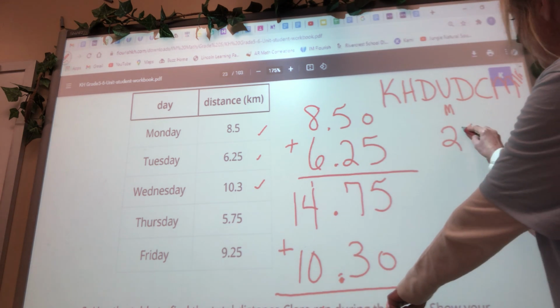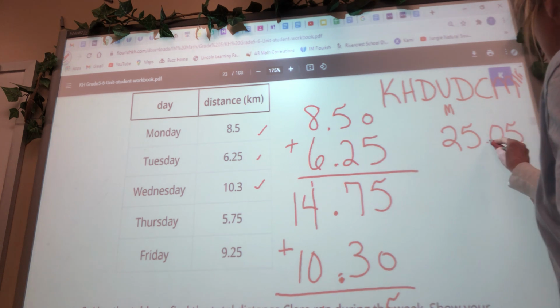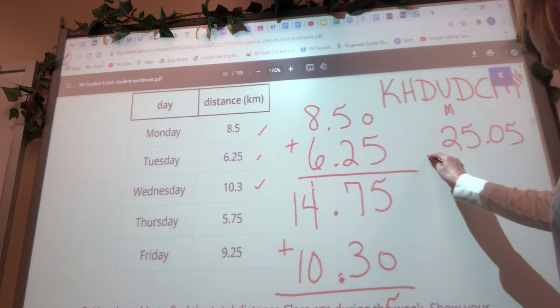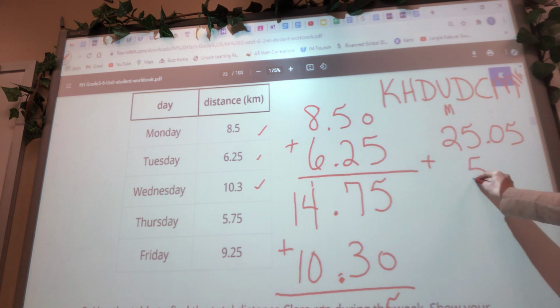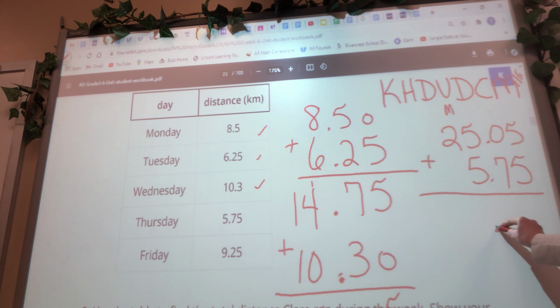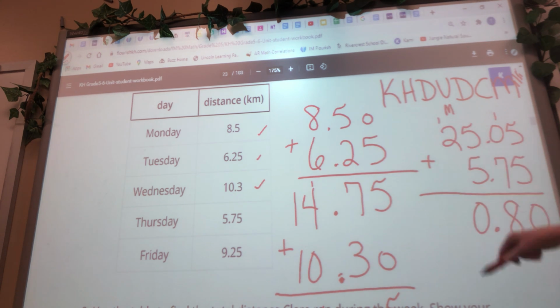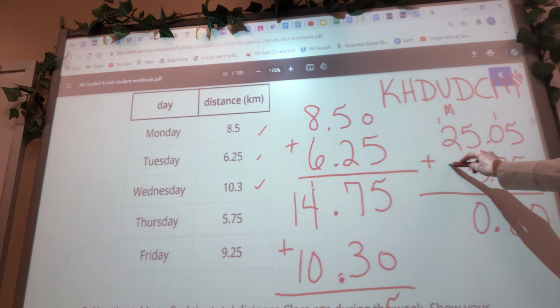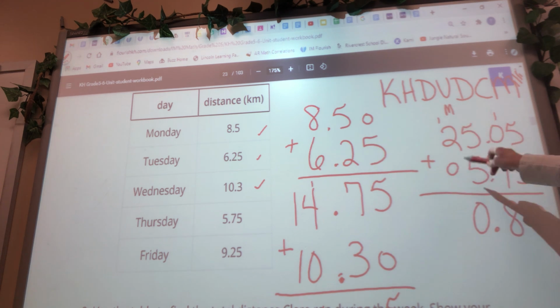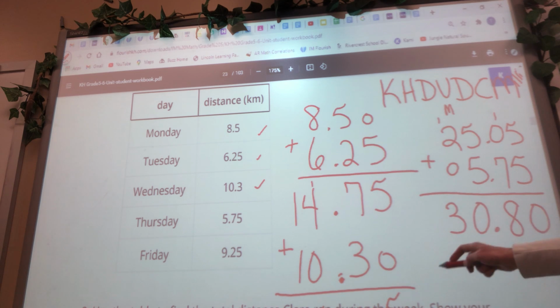Now I'm going to take what I've got down here so I can keep going. Okay, and I'm going to add my next number. 5 and 75 hundredths. And we know we can bring that decimal straight on down. 5 plus 5 is 10. Carry your 1. 0 plus 7 is 7, plus the 1 you carried is 8. 5 plus 5 is 10. Carry your 1. 2 plus 0, if we placeholder, is still 2, plus the 1 we carried is 3. So now I've taken care of all 3 of those, and I have 1 left.